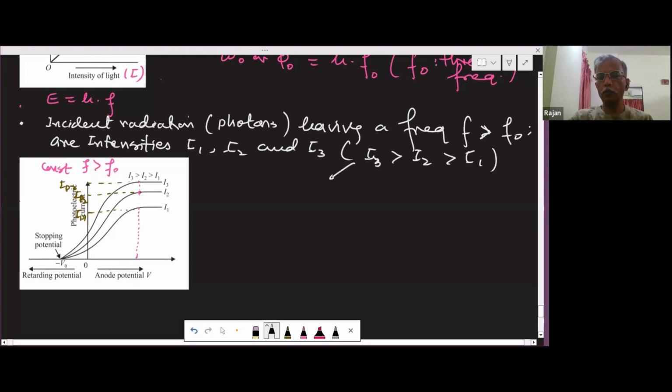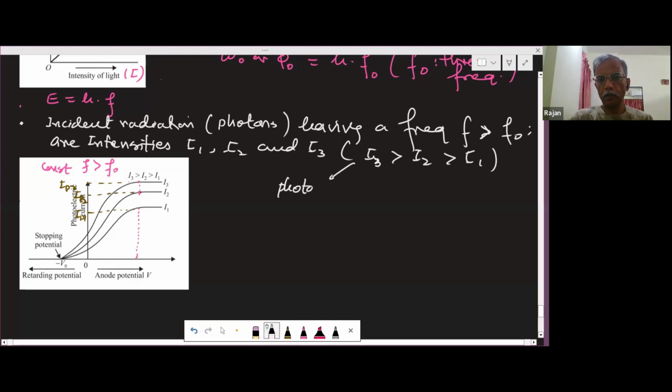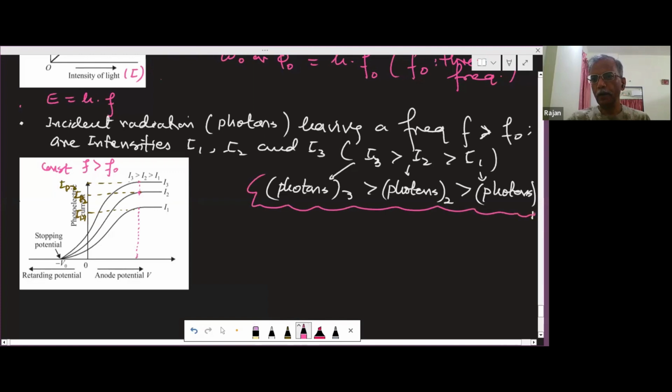So in terms of photons, the photons in 3 will be greater than the photons in 2, which is greater than the photons in 1. Yes or no? Yes, we can have this. Tell me, clear or no? If you have a doubt, then ask me.